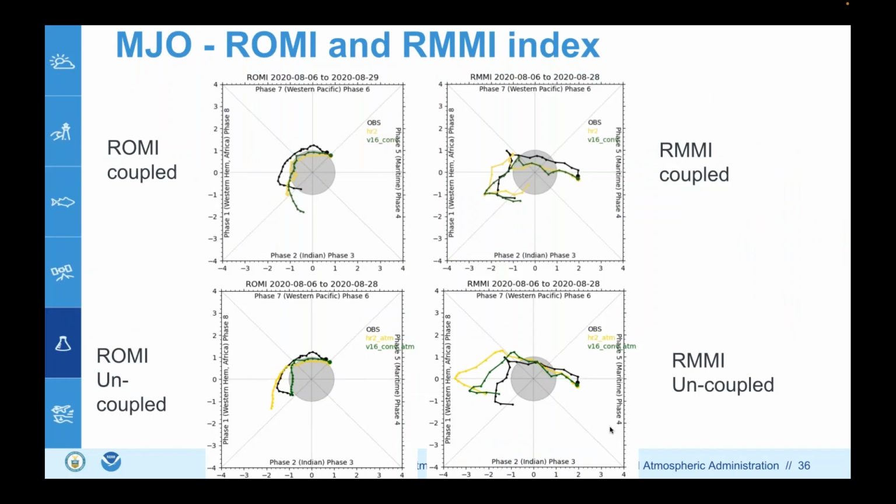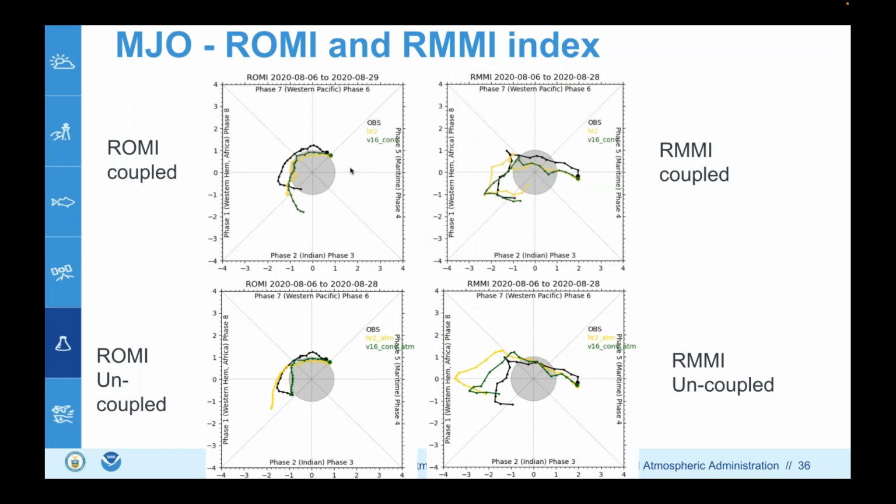This is a look at the MJO. So if we focus first on the top panel, this is the ROMI index, and this is the RMM index. The ROMI index is mainly based on OLR and says a little bit more about convection and its impact on the MJO, whereas the RMM index is highly influenced by the winds and says a little bit more about the circulation impact for the MJO. And then the yellow line here is the HR2, and the green is HR2 with a V16 convection. And I think in general, for both these scores, we found that the MJO propagation and amplitude is pretty good. And we found also that the impact of our convection updates was rather small.